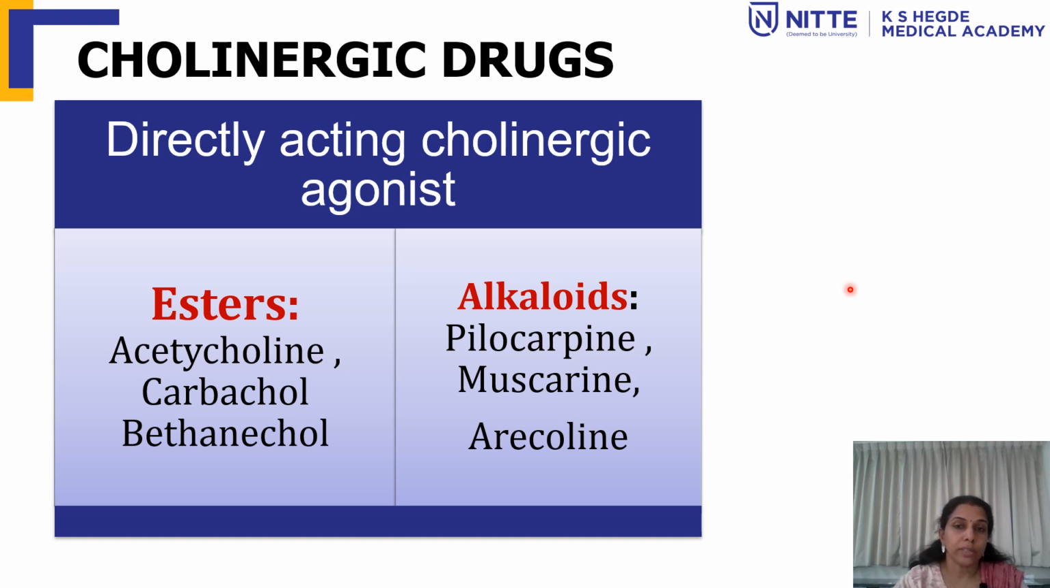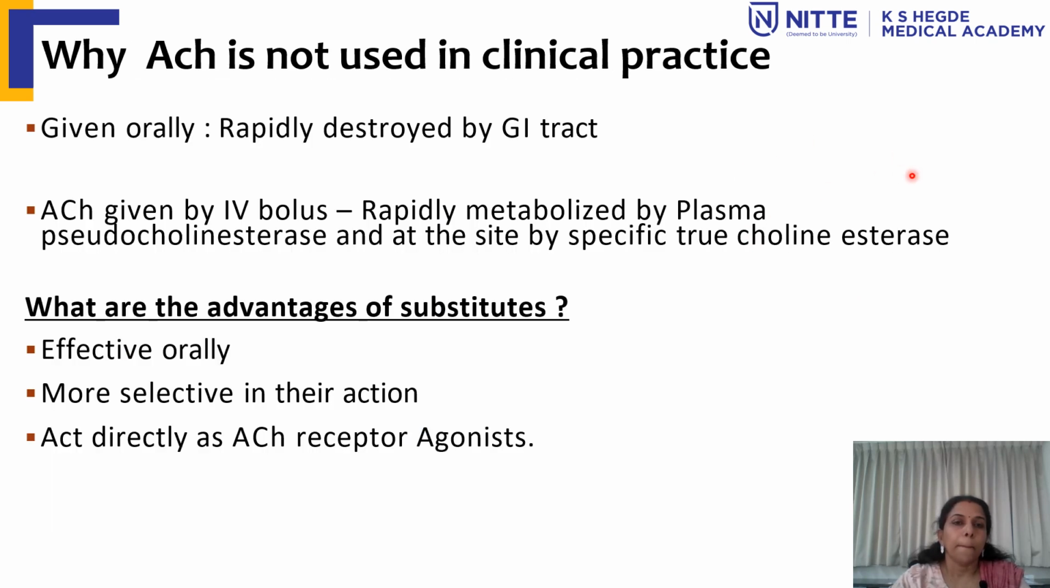They mimic the action of acetylcholine by binding to the muscarinic or nicotinic cholinergic receptors, so we have the cholinomimetics. So why is acetylcholine not used in clinical practice? If it is given orally, it gets rapidly destroyed in the GI tract. If it is given as an IV bolus, it gets rapidly metabolized by the plasma pseudocholinesterase and at the site by specific true cholinesterase. That's the reason acetylcholine is not used in clinical practice.